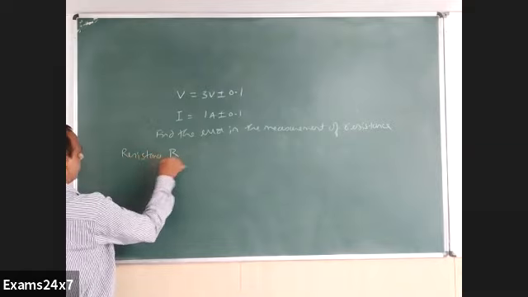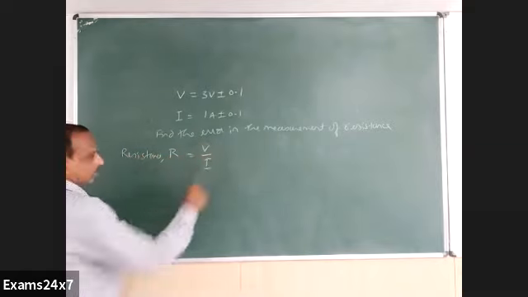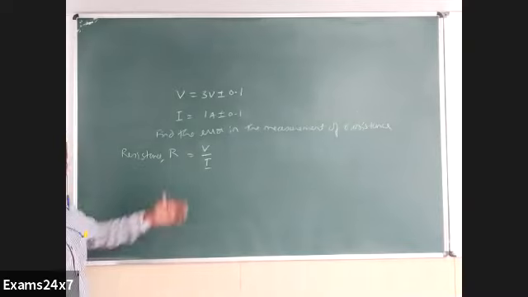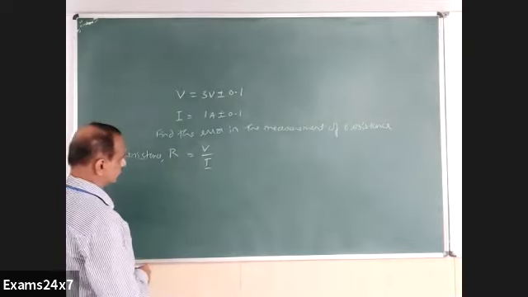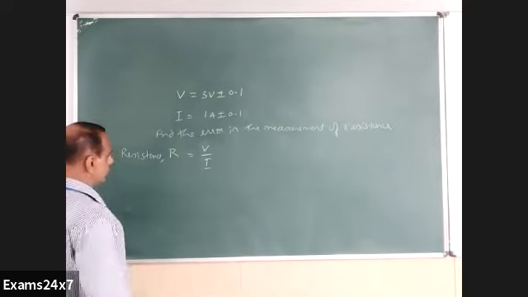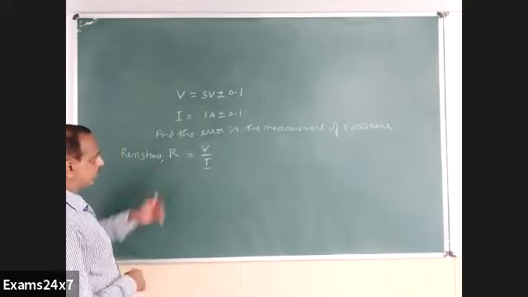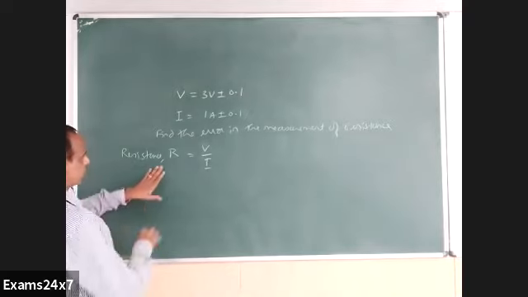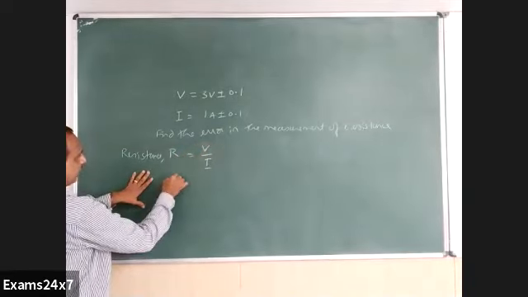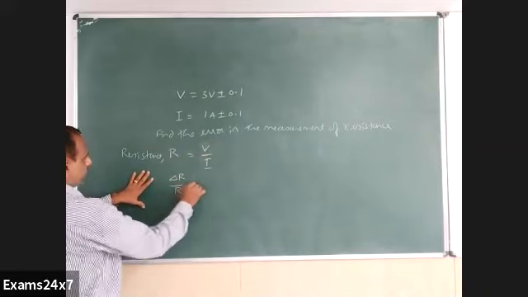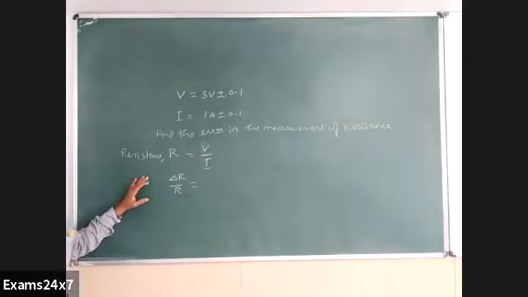Resistance, electrical resistance, you learned in high school. Voltage by current, V by I. Potential difference upon current is resistance. So what is asked is error in the measurement of resistance, means delta R by R is asked. What is this equal to?